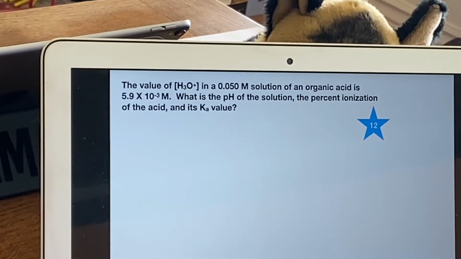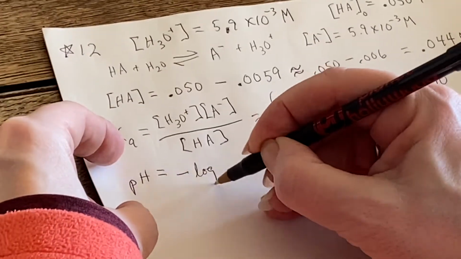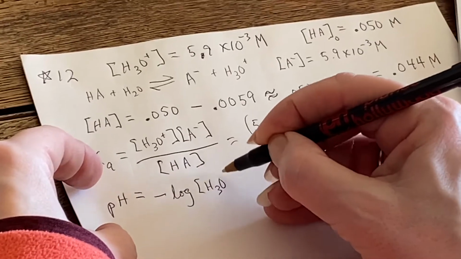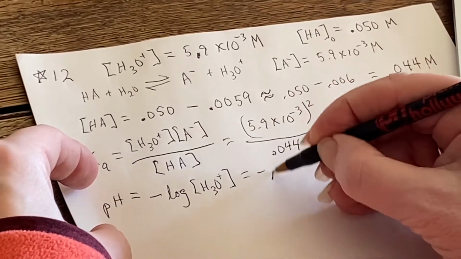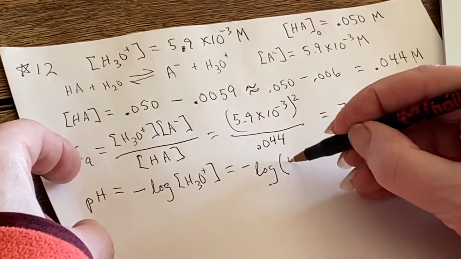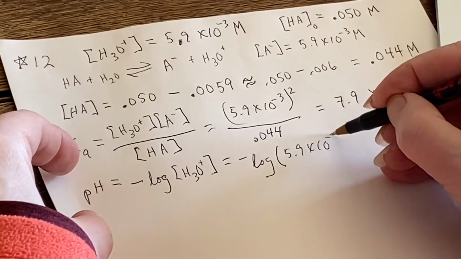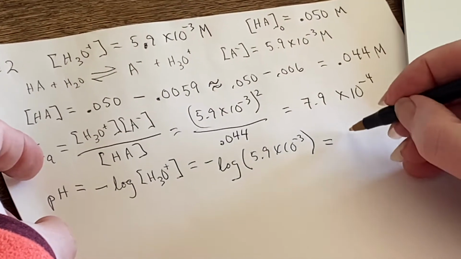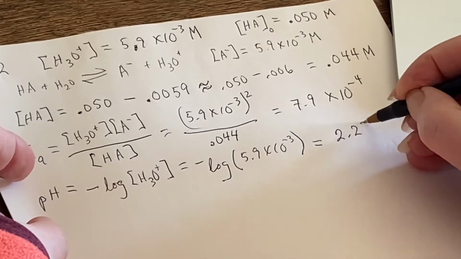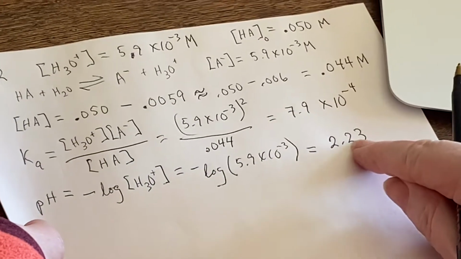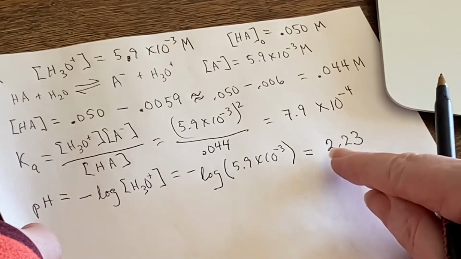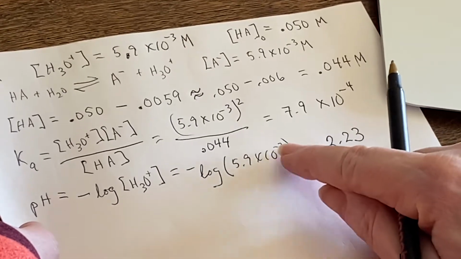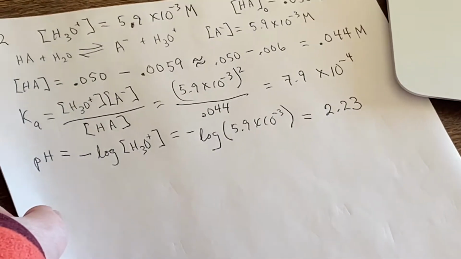Well, what else are they asking for? Oh, the pH. Well, I could have done the pH first, because they had told me this, right? It's minus the log of the hydronium ion, which we already know is minus the log of 5.9 times 10 to the negative third. I hit my calculator on that one, and I'm going to get a pH of 2.23. These are the two that make the significant figures. This is really more indicative of what the exponent was, remember.